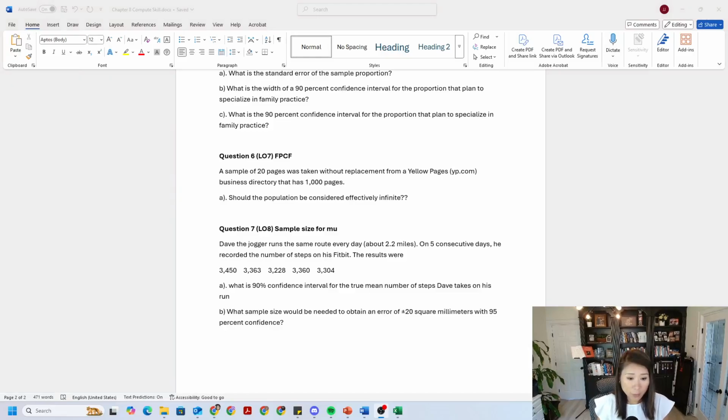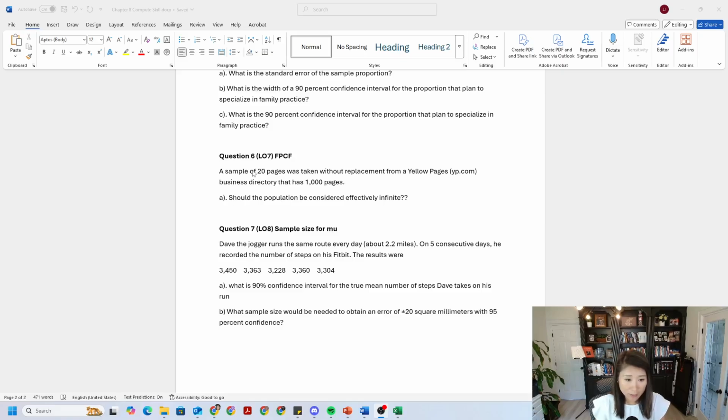Hello everyone, we are working on question number 6, computer skill lecture. We're going to focus on question number 6, where we're going to learn how to use the finite population correction factor to determine if we have an infinite population or whether we need to actually apply this FPCF to our confidence interval calculation. Okay, let's look at the question together.